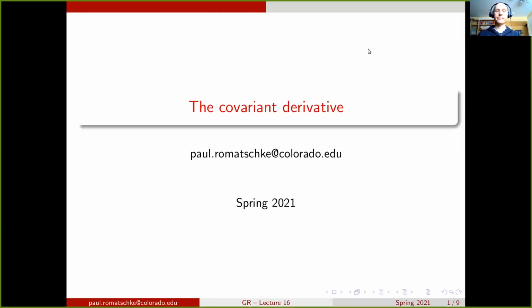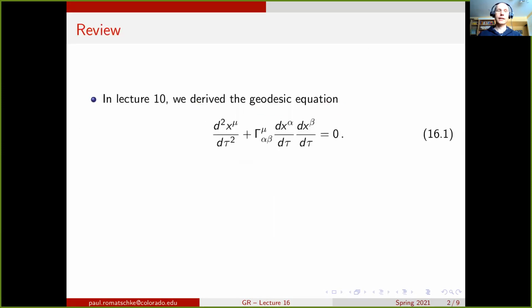Welcome to lecture 16. In this lecture, I will talk about the covariant derivative. Recall that in lecture 10, we derived the geodesic equation. That's a second-order differential equation that embodies the trajectory that a particle has to take in order to have minimum time to go from one point on the manifold to a second point in the manifold.